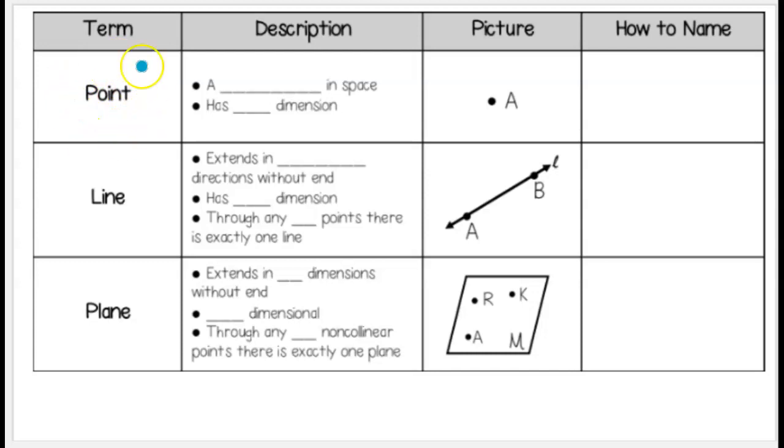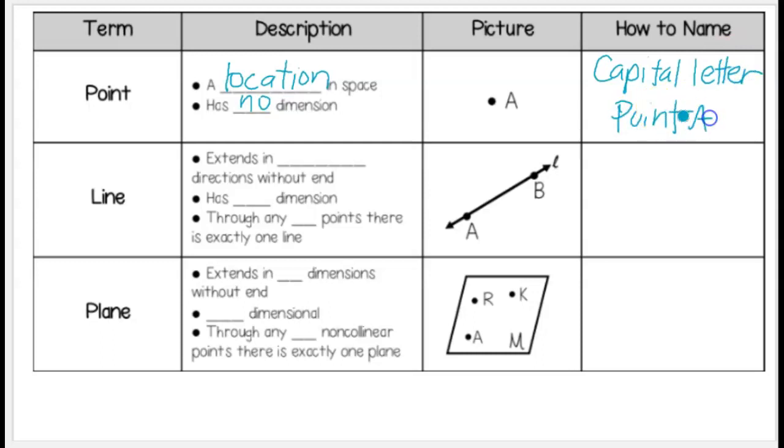First term, palabra, is a point. A point is a location in space, and it has no dimension. This point has no size, just letting us know a location. And the way we name a point is with a capital letter. This point here is point A.